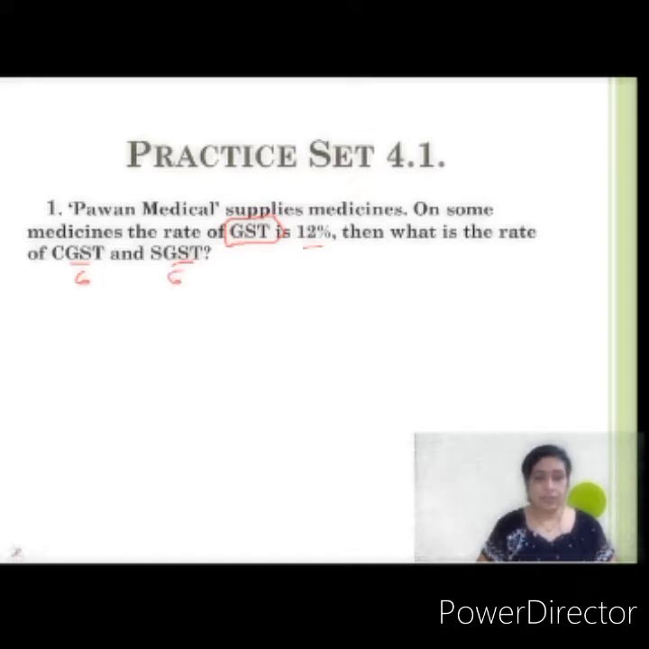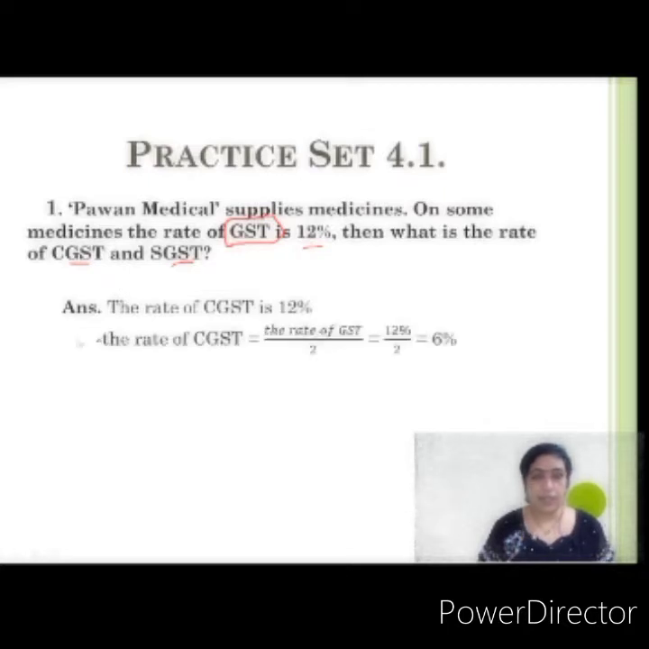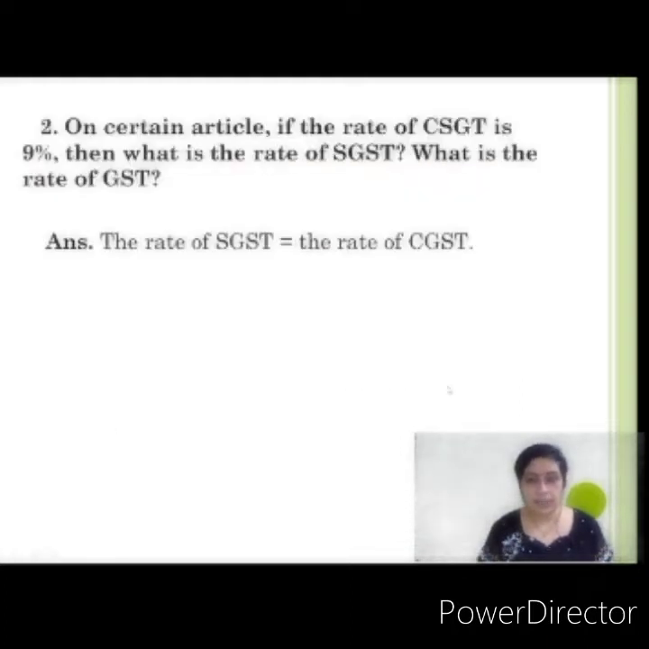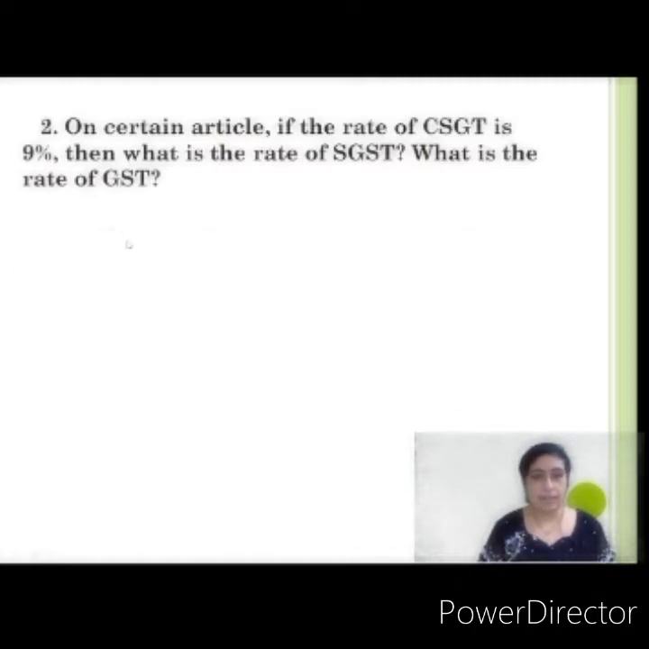But this is an example for solving, so let us see how to write it down. I will wipe this out. Let's proceed further. I will show you step by step how to solve it, okay. So let us write down the answer: the rate of GST is 12%. This is given to us. So the rate of CGST will be the total rate of GST divided by 2. Why? Because we are dividing it into 2, that is CGST and SGST. So one will be 6%. Same way SGST will also be 6%.